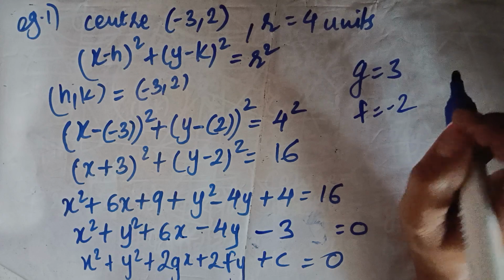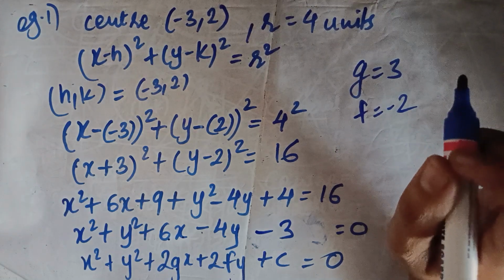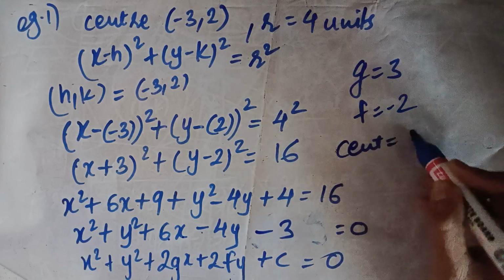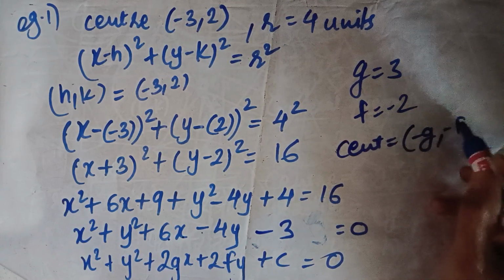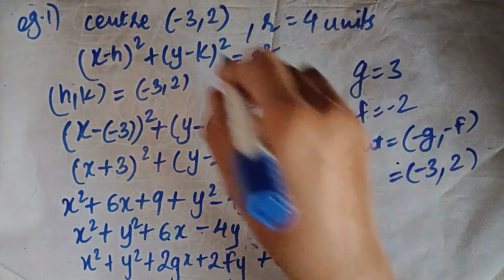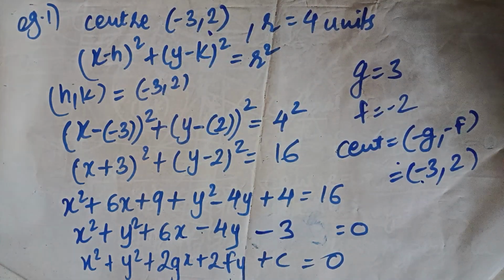Okay, so the center is given by -g, -f, so this is -3, so that is the same thing. Okay, second problem.